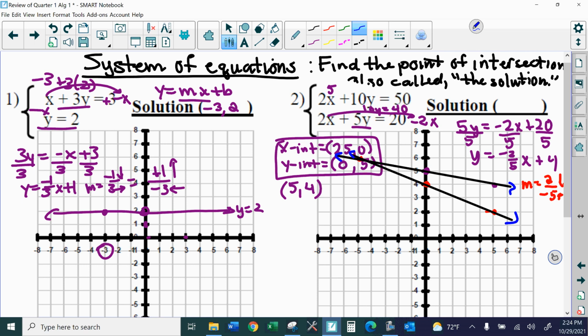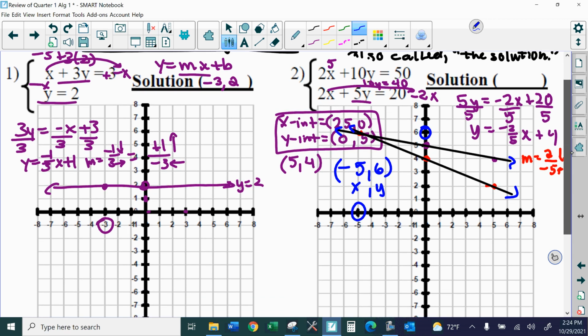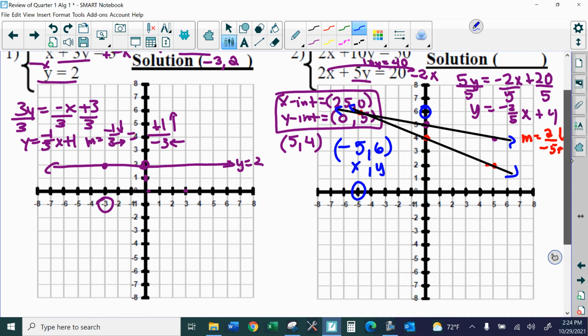So the point of intersection, that x coordinate is negative 5 and the y coordinate is 6. So negative 5 comma 6. Remember, the x always comes first, y comes second. Some of you were switching that. We saw several of you make problems and not being able to identify that point correctly.